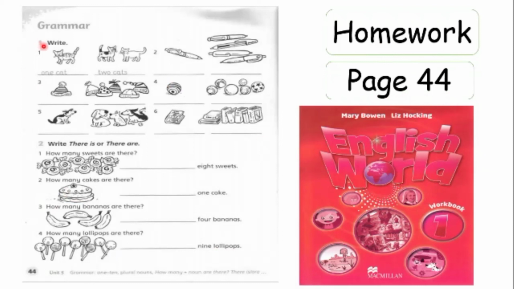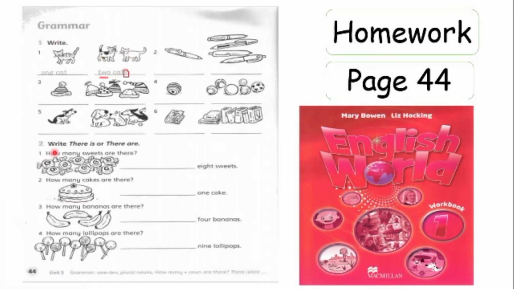Now in number 1, write. Example number 1, what's this? A cat, right? How many cats? 1 cat. Next, how many cats? We have 2 cats. 1, 2. So you write 2 cats in here. Since it's many, we use what? We add or write letter S because it's many. So that's how you are going to answer.